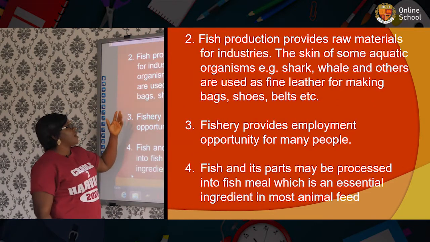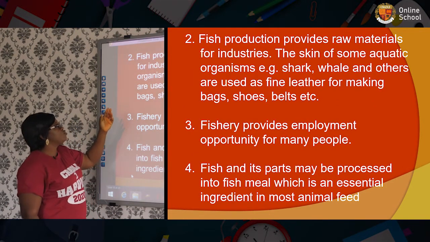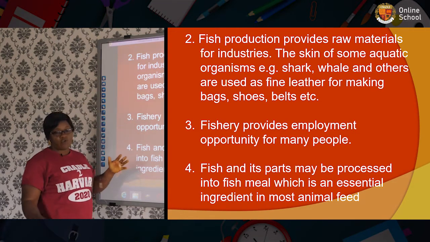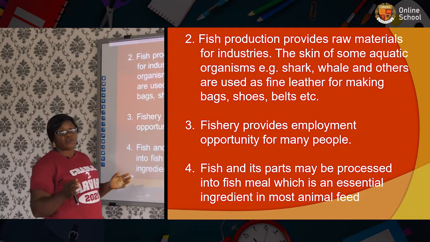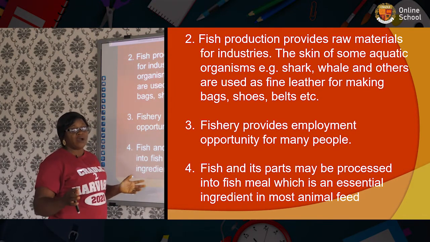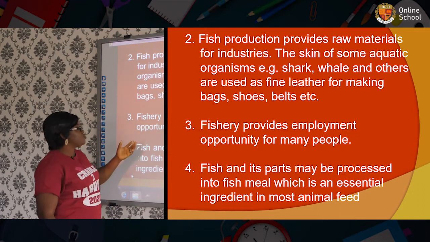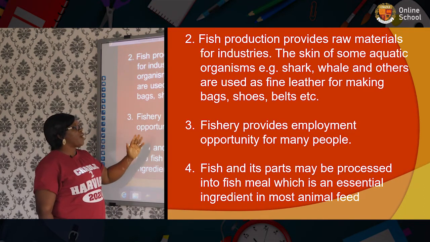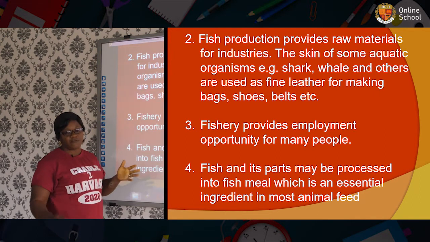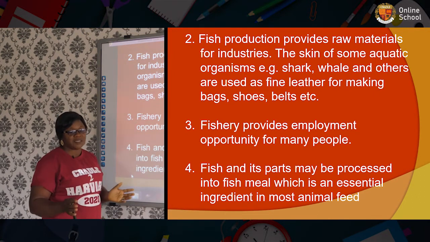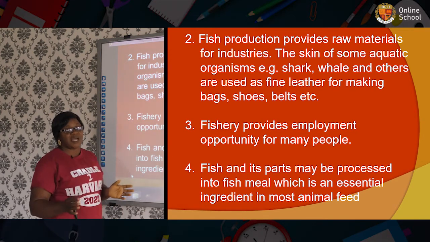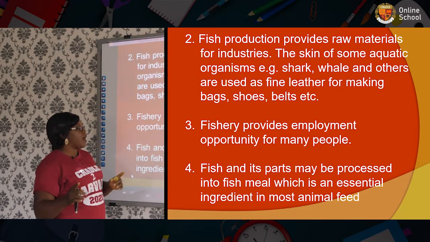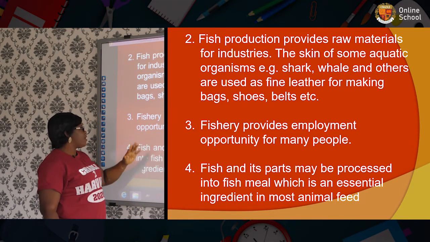Then number 2, fish production also provides raw materials for industries. Like the skin from fish can be used in the leather industry for production of bags, shoes, belts, etc. Then number 3, fish provides employment opportunities for people, like the fish farmers, the fish sellers in the market, and the attendants working on fish farms, who are all employed under fishery.